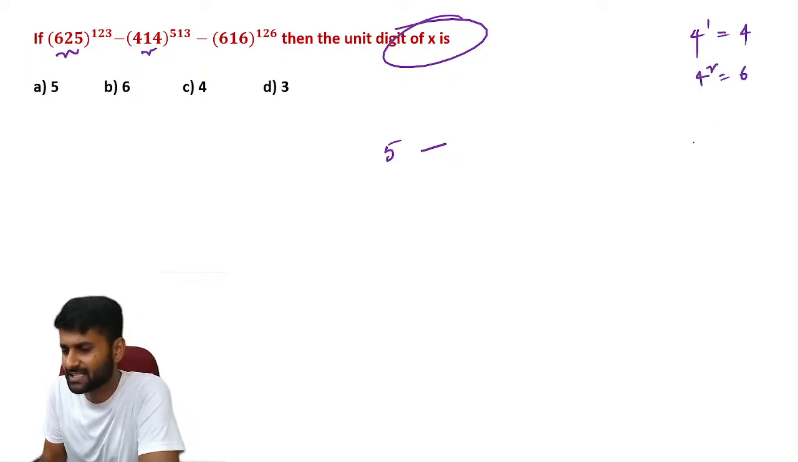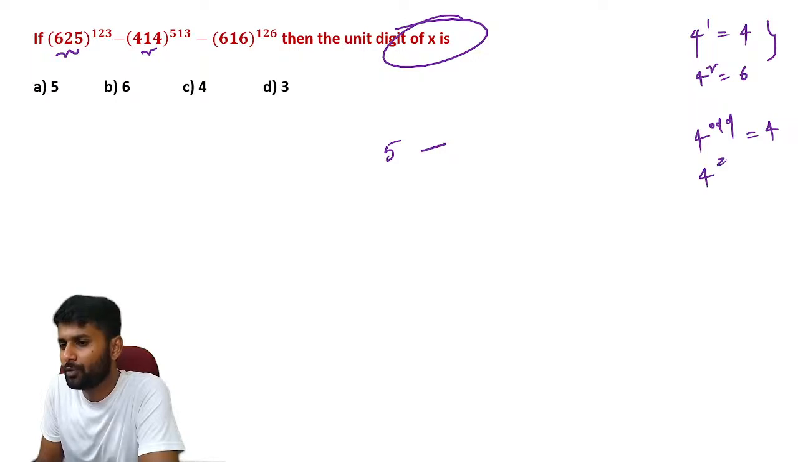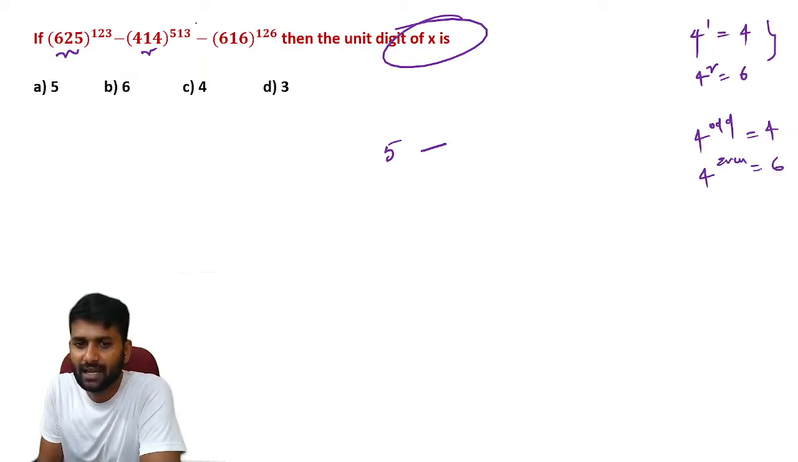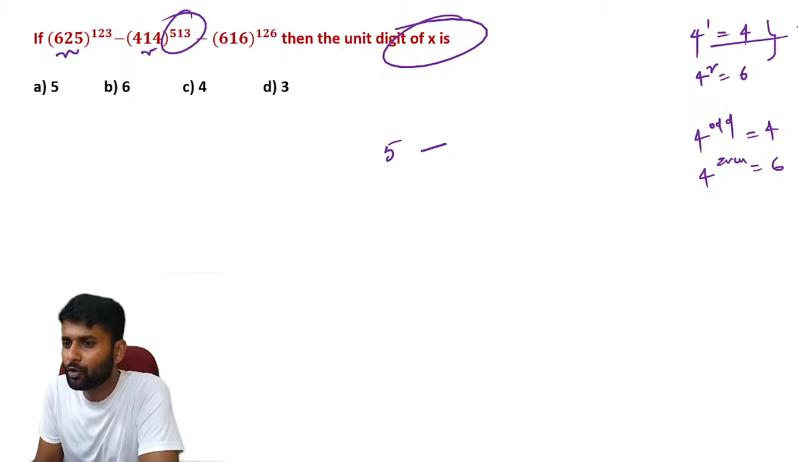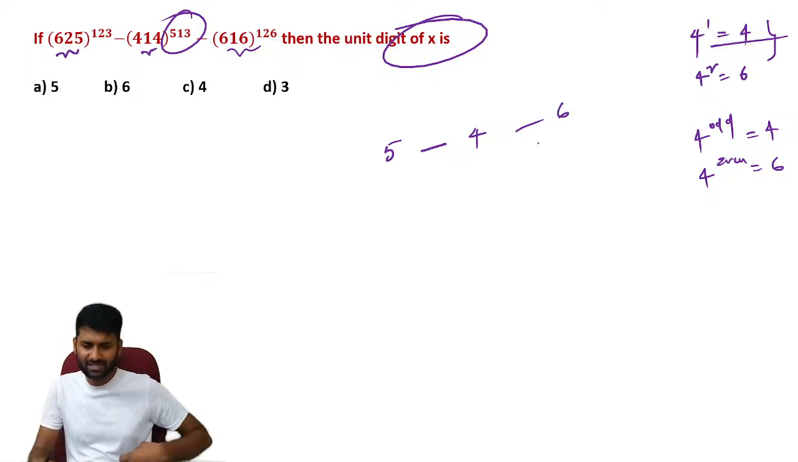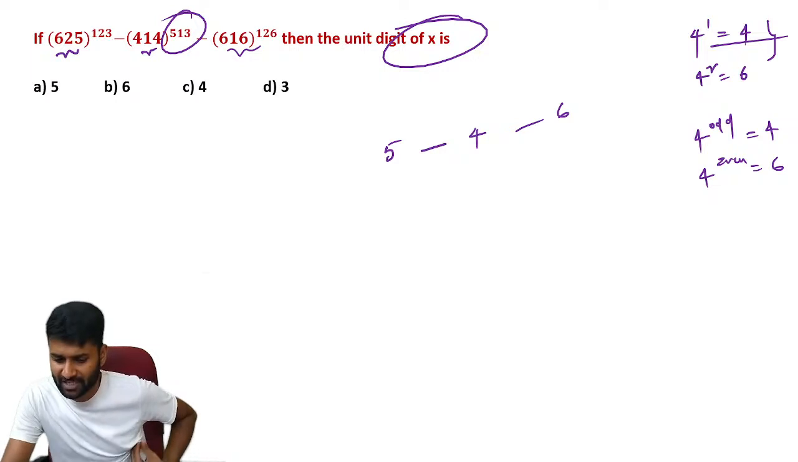4 cube is again 64. Only two values are repeated. If you see 4 power odd, the answer is 4; 4 power even, the answer is 6. It's all about 4 power odd: the units place is 4. Next one, 6 power anything, the answer is equal to 6. These are the units places after simplification.